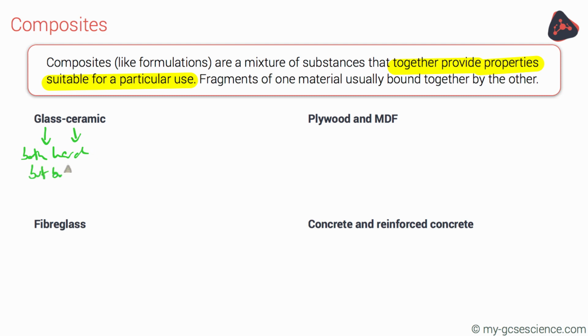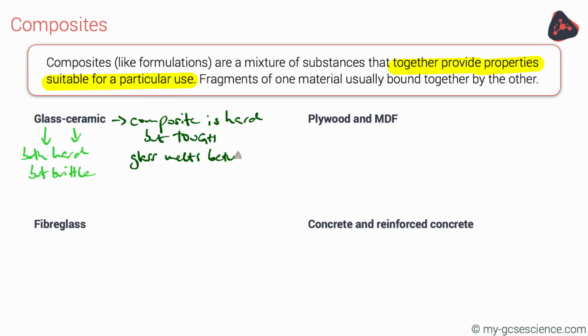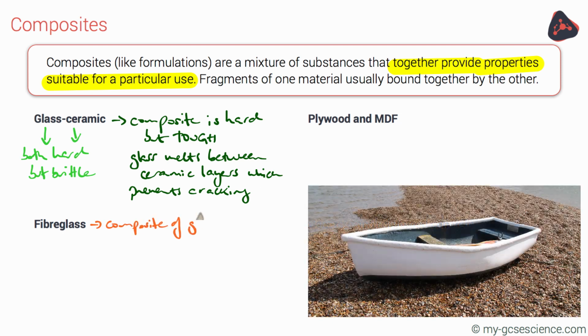As we said, both glass and ceramic are hard but brittle. But if we make a composite of glass ceramic, this produces a hard but much tougher material, and this is because the glass melts between the layers of ceramic, which prevents it from the cracking we talked about earlier. Fiberglass is a composite of glass and polymers. This gives it the toughness of glass, but the flexibility of polymers.